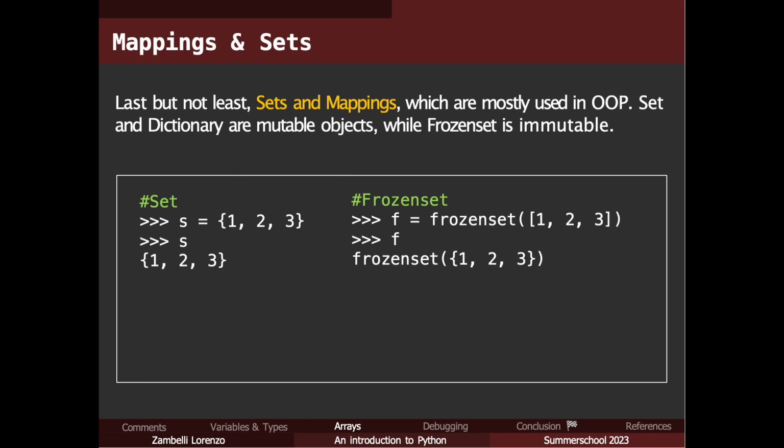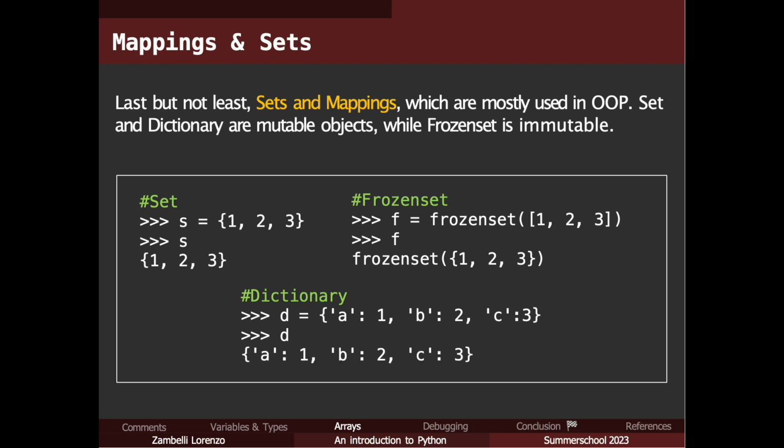And again, we print. A dictionary has this form, so curly brackets again, but the difference from a set is that we give a key to each element. So for example, to element 1 we give the key A, to element 2 we give the key B, and so on, and we print it.